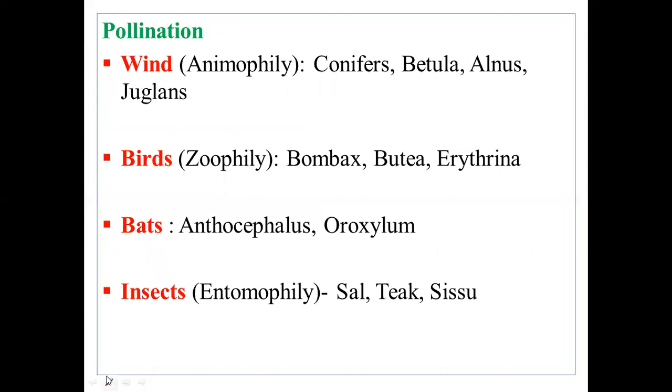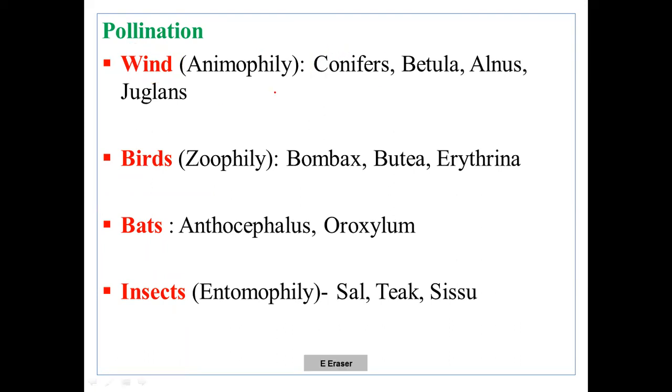So we are going to cover the pollination only. In pollination, they focus on which species are pollinated by wind, birds, and so on. If you observe, wind is a pollinating agent for coniferous species, and wind is also the dispersing agent for coniferous species.